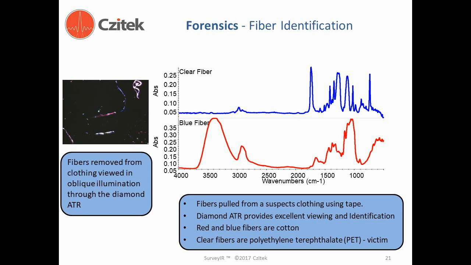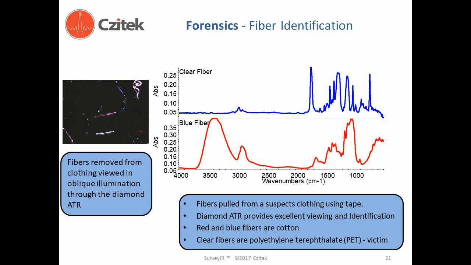Fibers are commonly encountered contaminants, but also can be trace evidence in criminal forensic investigations. Fibers can be readily identified using SurveyIR. In the image at the left, several fibers are observed in the field of view under oblique illumination through the diamond ATR element. These fibers were sampled from a surface using tape. The fiber spectra can be selectively measured using diamond ATR. The blue spectrum at top right was recorded from a clear fiber exhibiting a very regular shape and is identified as polyethylene terephthalate, or PET.